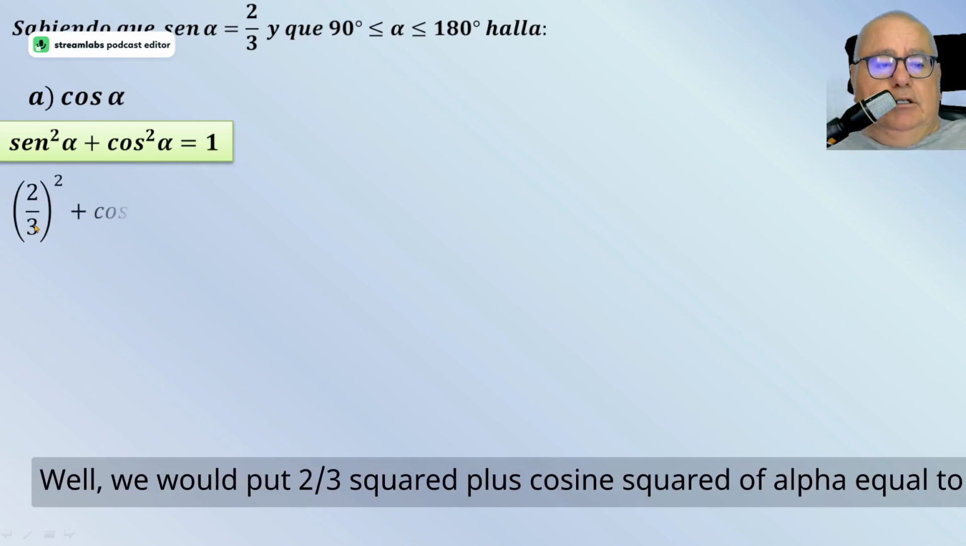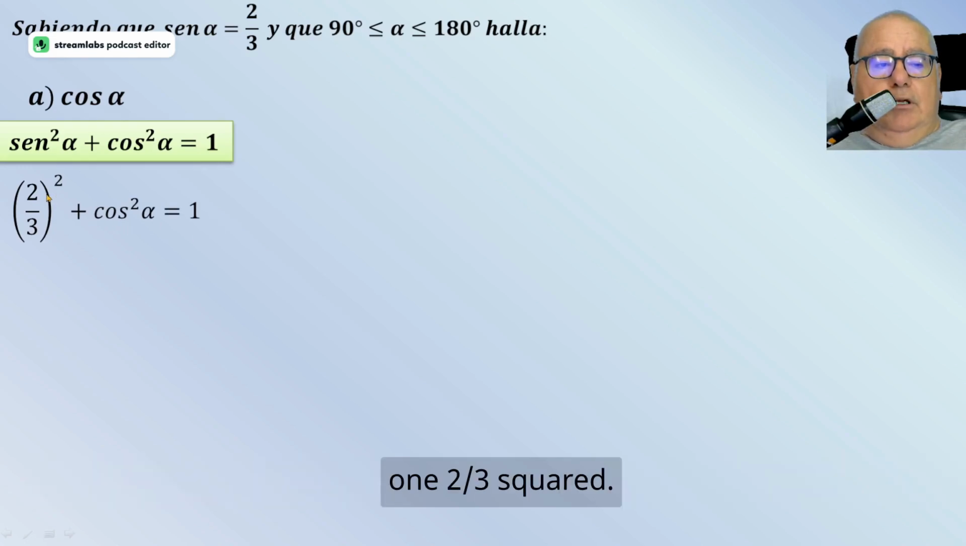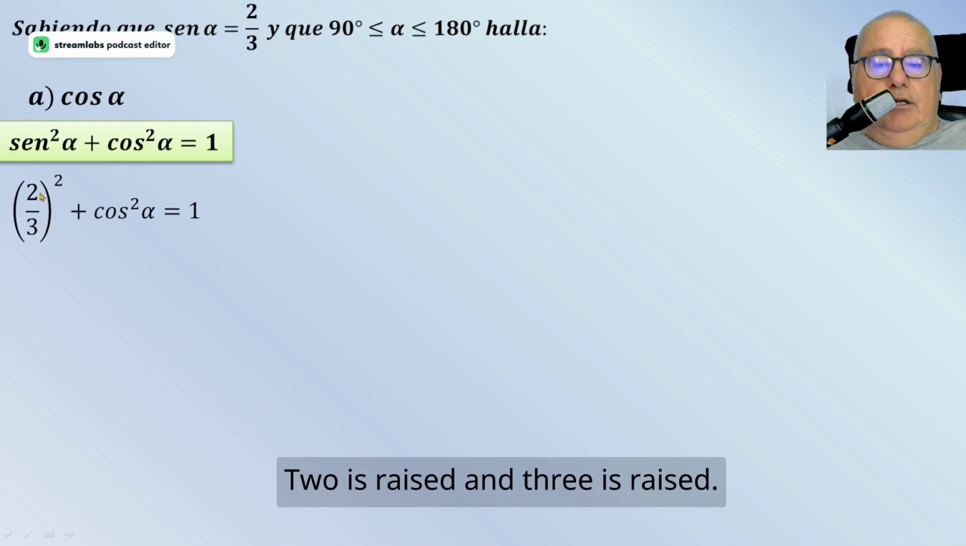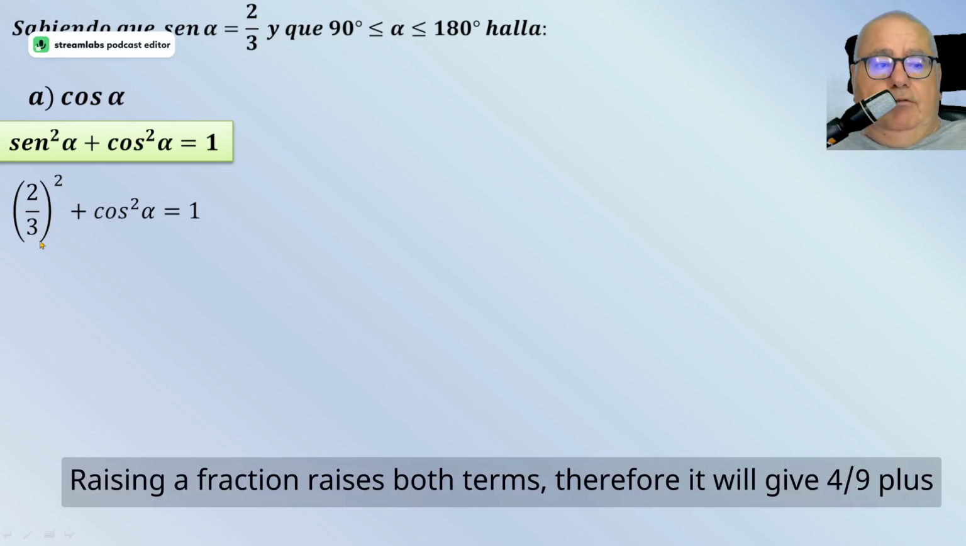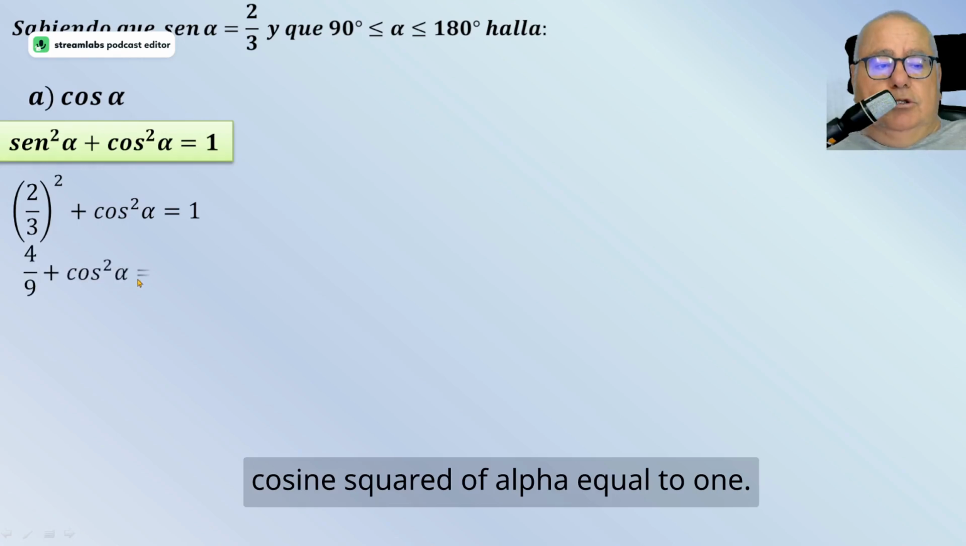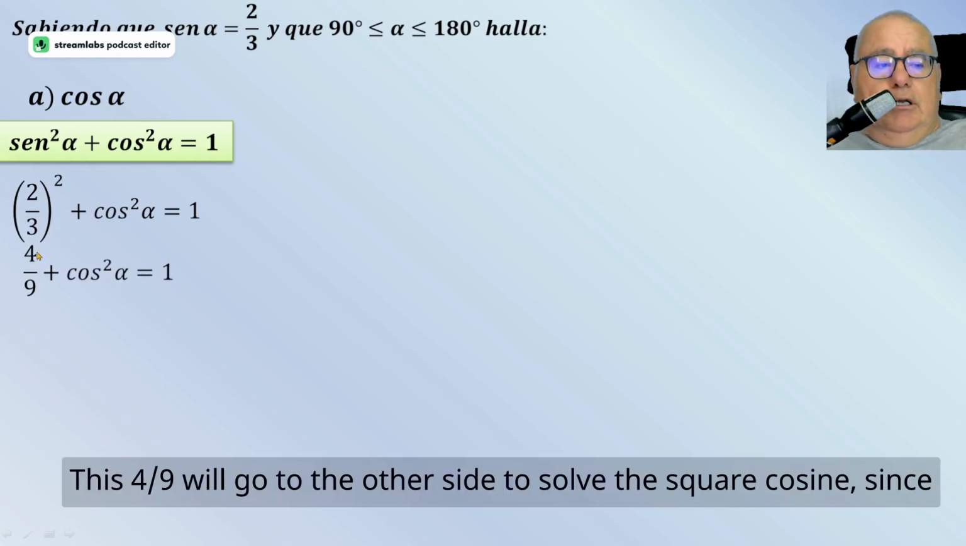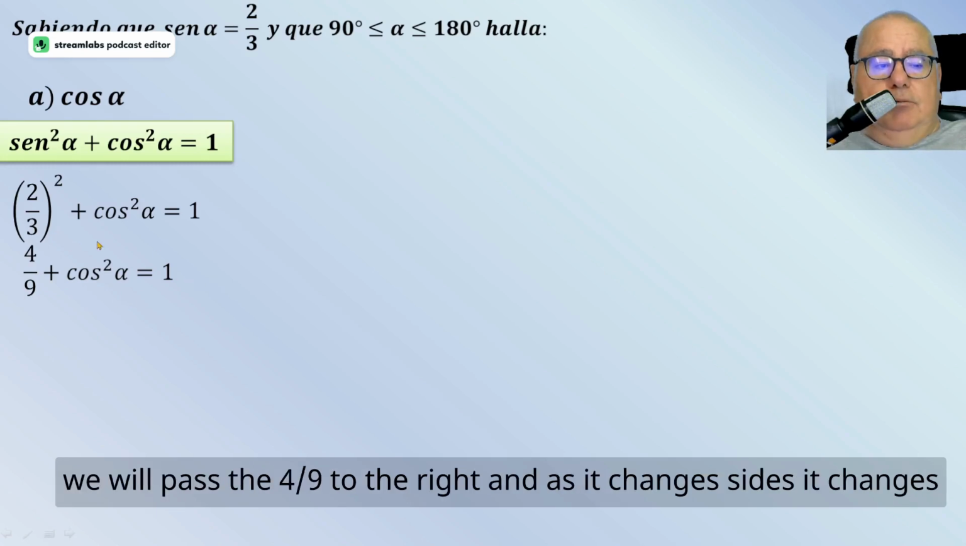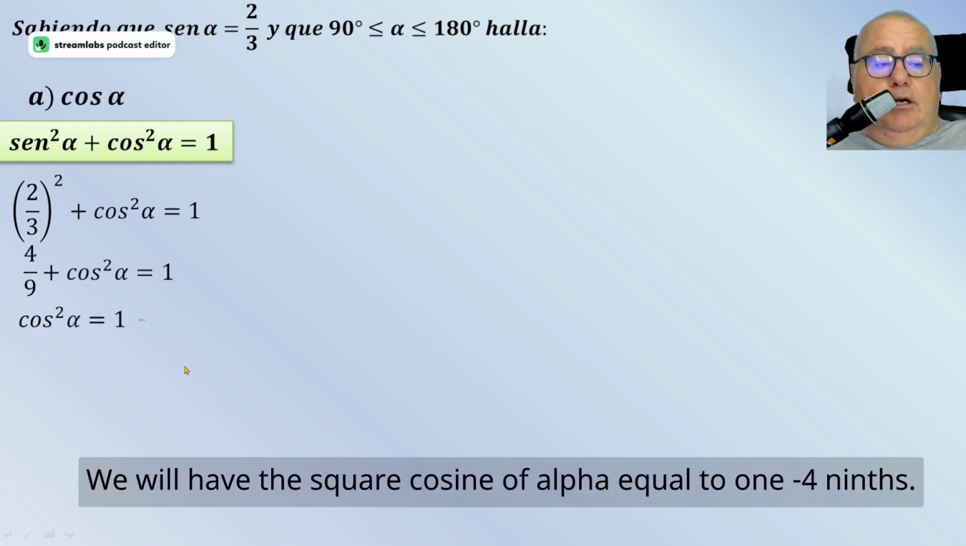Well, we would put 2/3 squared plus cosine squared of alpha equal to 1. 2/3 squared: 2 is squared and 3 is squared. Squaring a fraction squares both terms, therefore it will give 4/9 plus cosine squared of alpha equal to 1. This 4/9 will go to the other side to solve for the cosine squared, since we pass the 4/9 to the right and as it changes sides it changes sign. We will have the cosine squared of alpha equal to 1 minus 4/9.